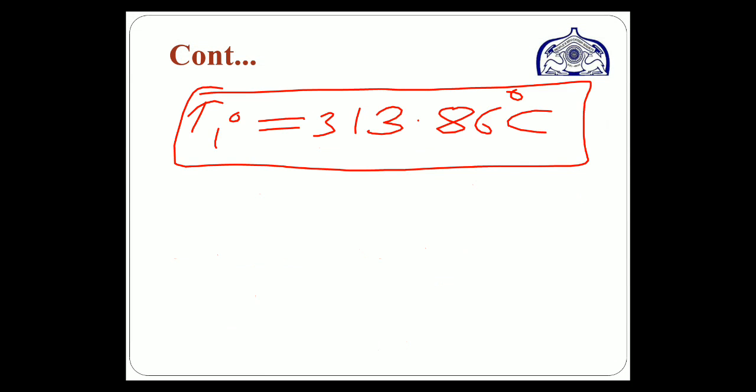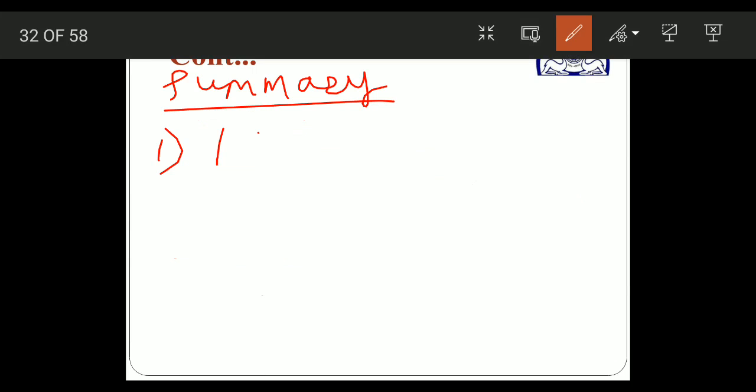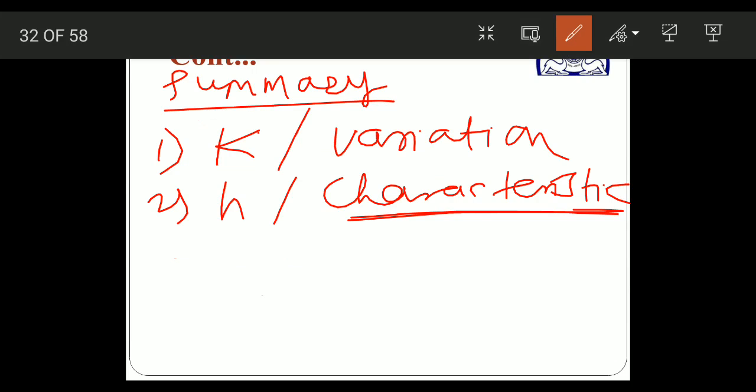Right, so now I hope you have got all the things. What have you studied in this particular lecture? Let us see the summary of this lecture. First, we have studied the thermal conductivity, that is K, and variation of the thermal conductivity. Second, h, and on which parameters it depends.